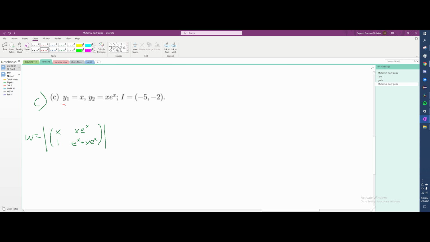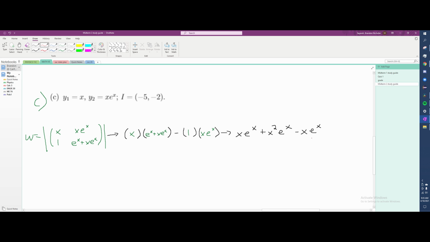For part C, we're given y1 is equal to x, and y2 is equal to x e to the x on the interval -5 to -2. We need to plug in our y1 here and our y2 here. Taking the derivative of x is just 1. Taking the derivative of x e to the x is e to the x plus x e to the x. An easy way to do this is combine these, so factor this x in here, and then subtract this part. So after we factor our x in, we're left with this. We also have this part.